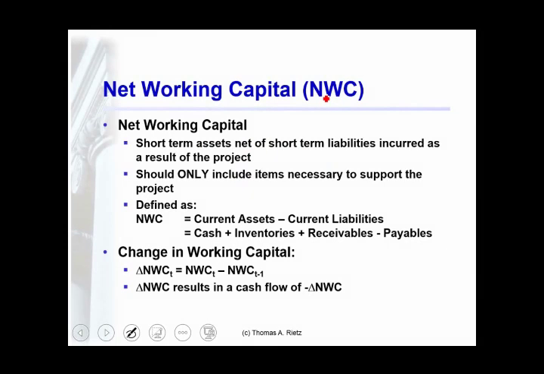Now, every time working capital goes up, it requires a cash outflow on the part of the investors. So, for example, if you're building up inventories, you have to pay for the inventories and the production process to build up those inventories. It's a cash outflow. When you sell the inventories, it's a cash inflow. So the change in net working capital results in a cash flow for the investors in a project.